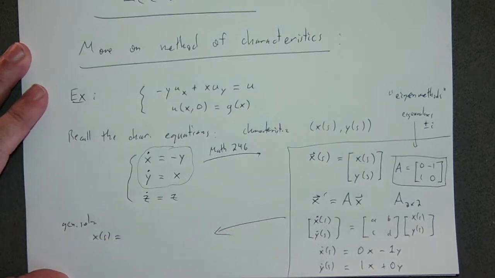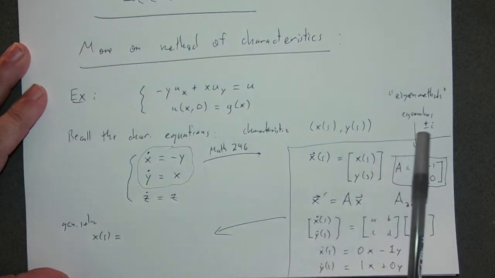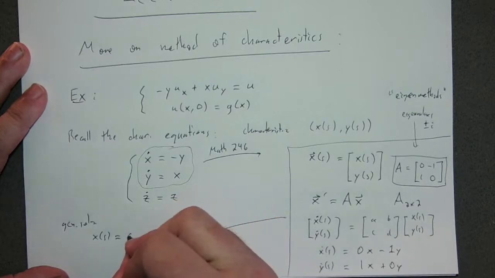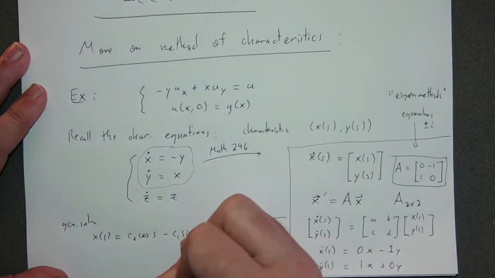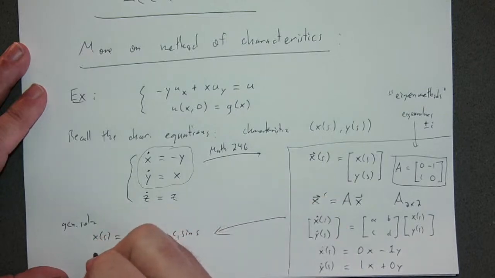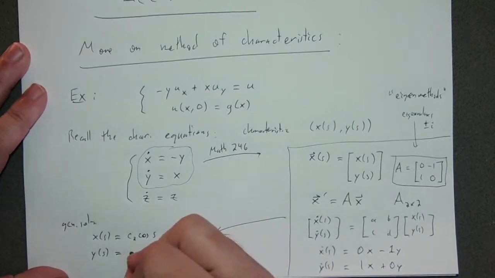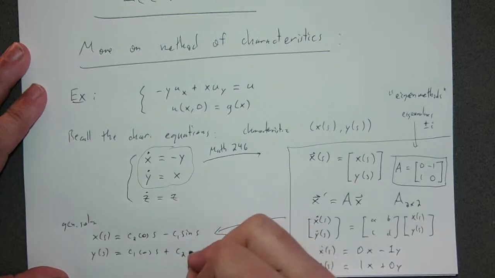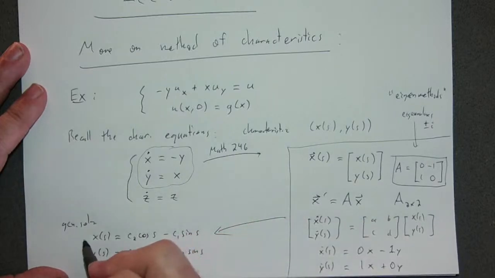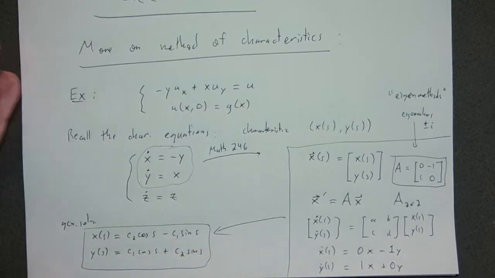x of s is, if I'm calling these constants C1, C2, C2 cosine s minus C1 sine s, and y of s is C1 cosine s plus C2 sine s.